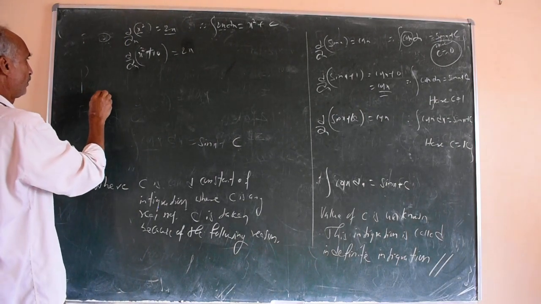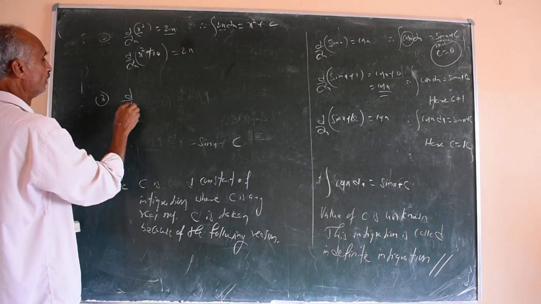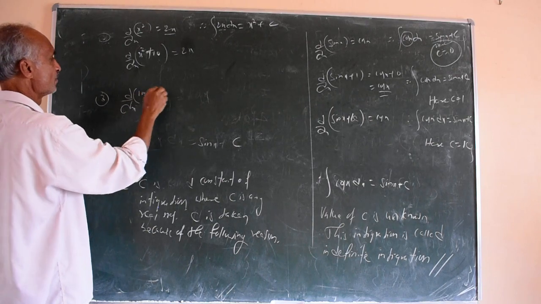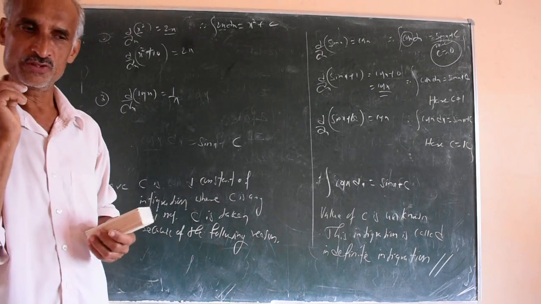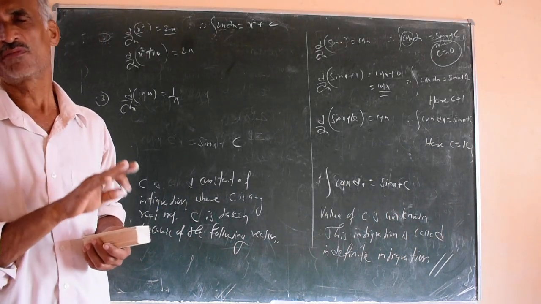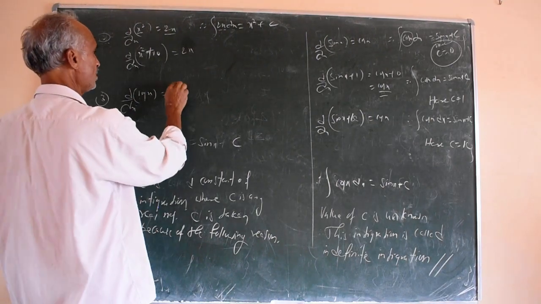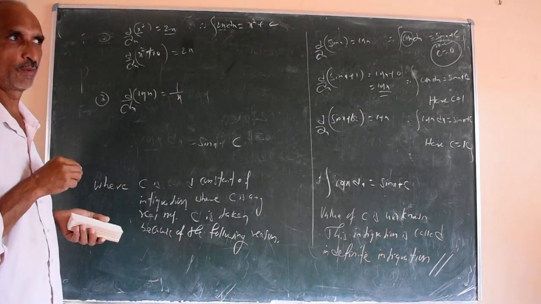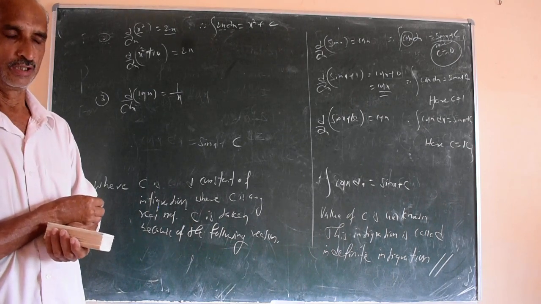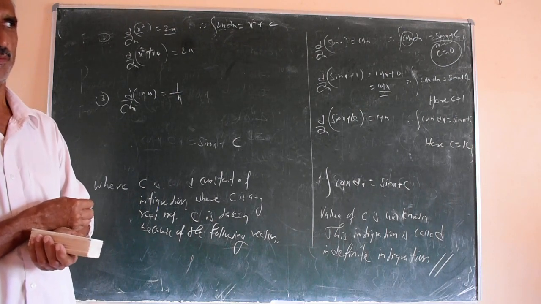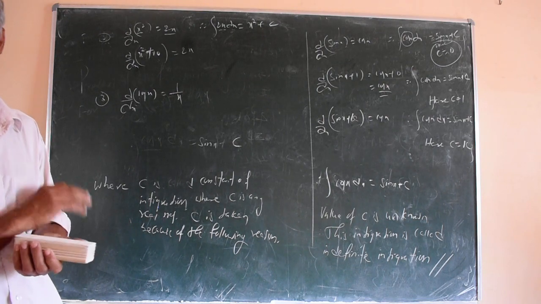Now coming to the third example, integration of d by dx of log x. What is the log x differentiation? It is 1 by x. Therefore, the integration formula is understood. If you know the differentiation formula, then the reverse of that is the integration formula. Therefore, there is no additional effort necessary to remember the integration formulas, because if you know the differentiation formulas, the reverse of that is the integration.